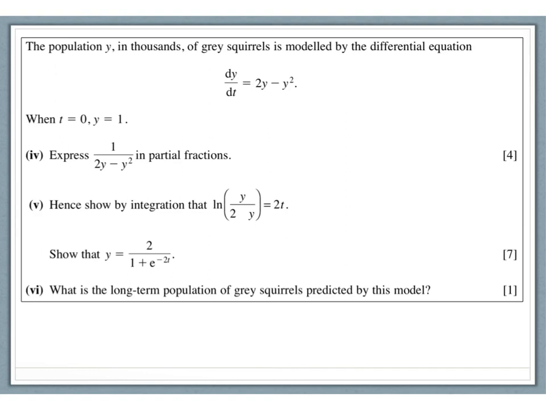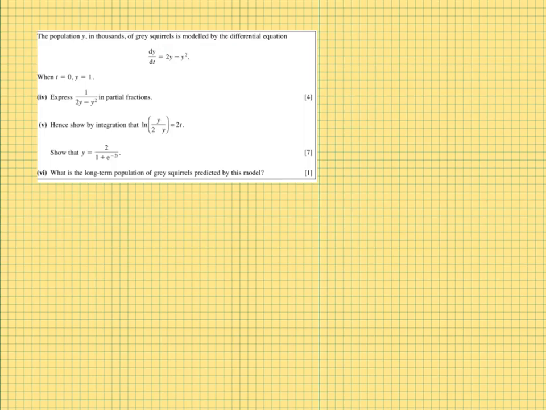So the population y, in thousands of grey squirrels this time, is modelled by this differential equation, and here are our initial conditions as well. So part 4, a bit of partial fractions work. So let's start there. Part 4. Express 1 over 2y minus y squared in partial fractions. So let's remember that that is 1 over y bracket 2 minus y, like so, first of all.